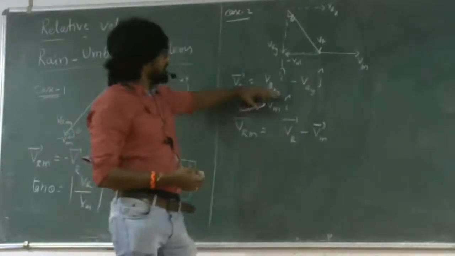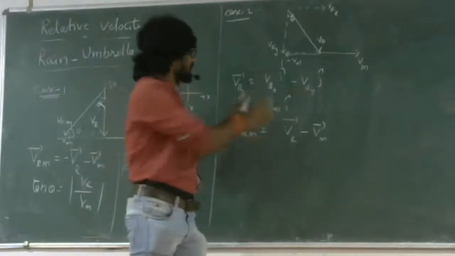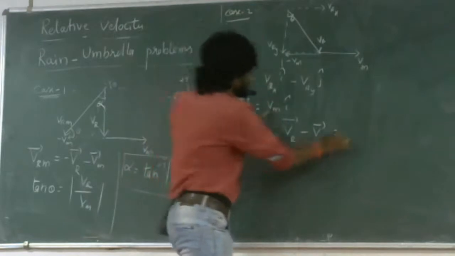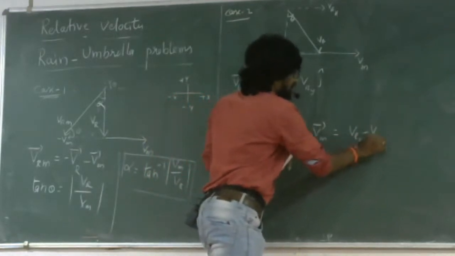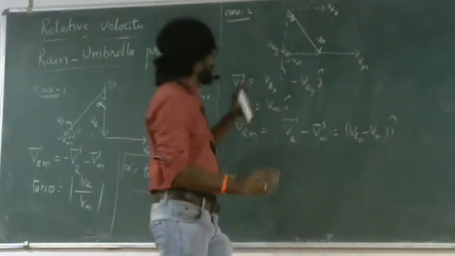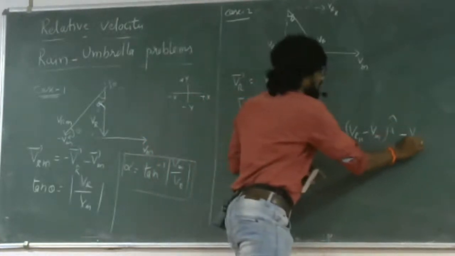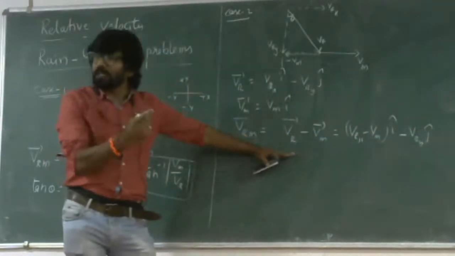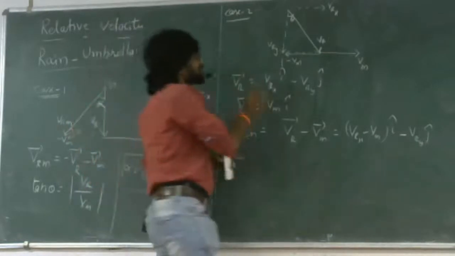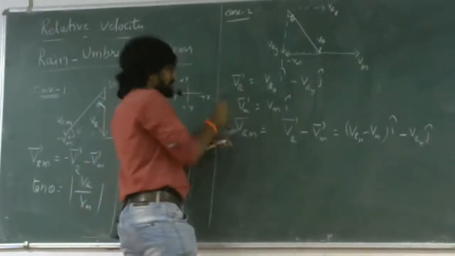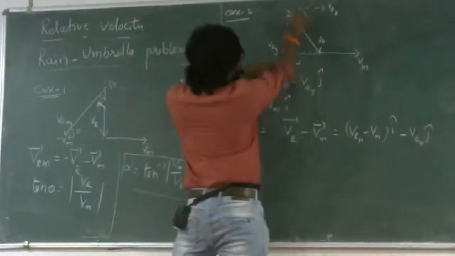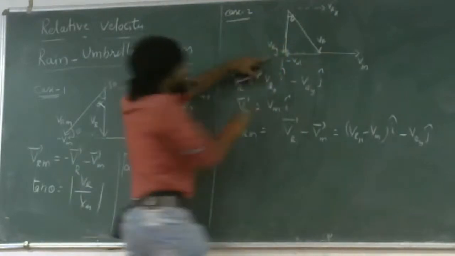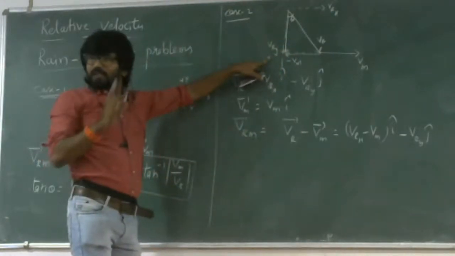Now VR is this, Vm is this. If you take the i components, you can write this further as VRX minus Vm into i cap minus VRY j cap. This is the velocity of rain with respect to man. Mathematically, pictorially, what is the velocity of rain with respect to man? So this is VR, this is minus Vm. The resultant will be in this direction, VRY only. Is it clear? VRY only.